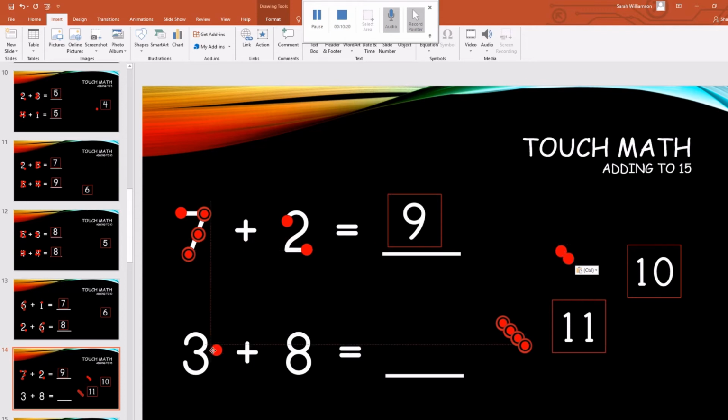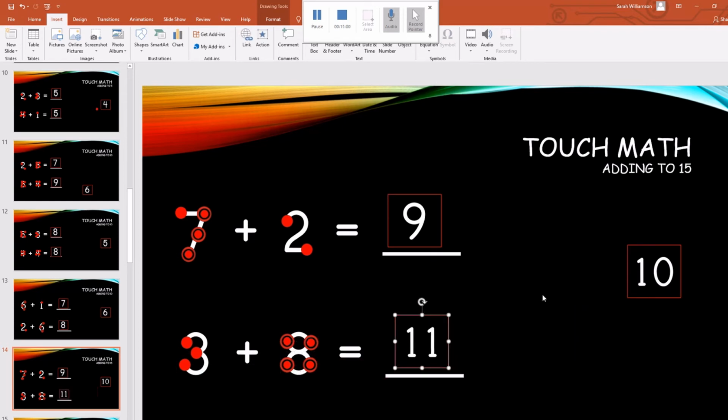Okay, now let's put our dots in the right spot. Got it. Put these ones in the right spot. Got it. Okay, ready? 1, 2, 3, 4, 5, 6, 7, 8, 9, 10, 11. And the answer is what? It is right here, 11. Let's move that there. Okay, there we go.